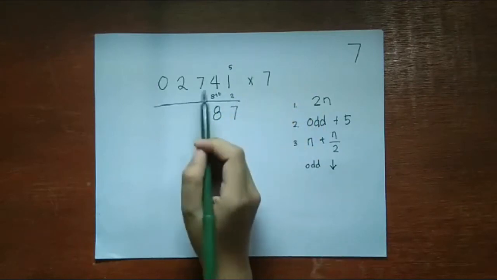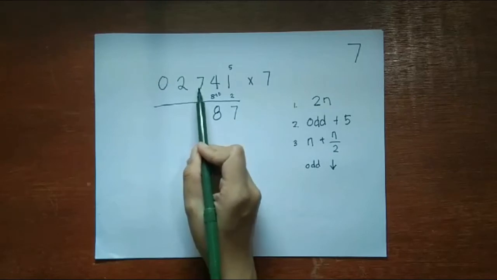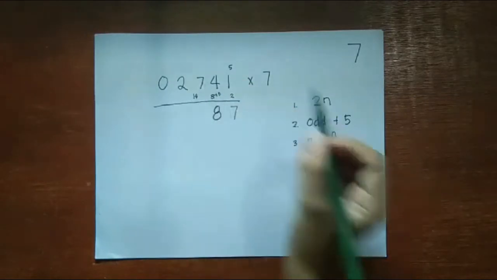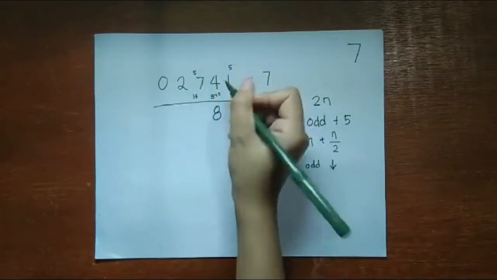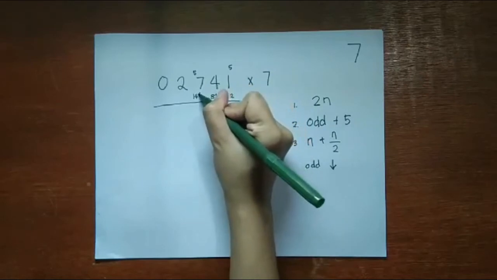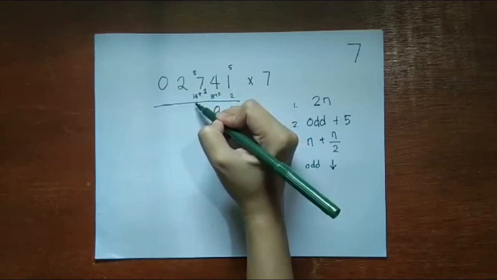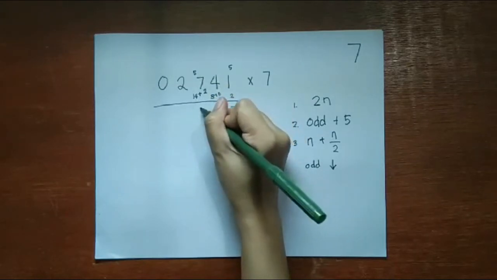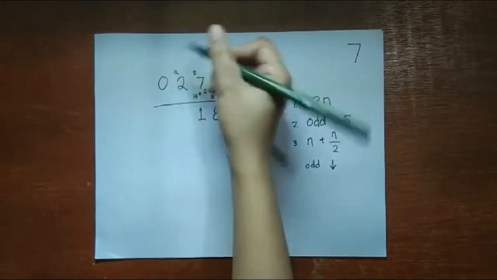Moving on to 7. 7, step 1, double the number. 7 times 2 gives us 14. And it is an odd number, so we add 5 to it. And then take the half of its number neighbor, which is 2. Add it all together. So 14 plus 2 plus 5 gives us 21. Bring down the 1, carry over the 2.